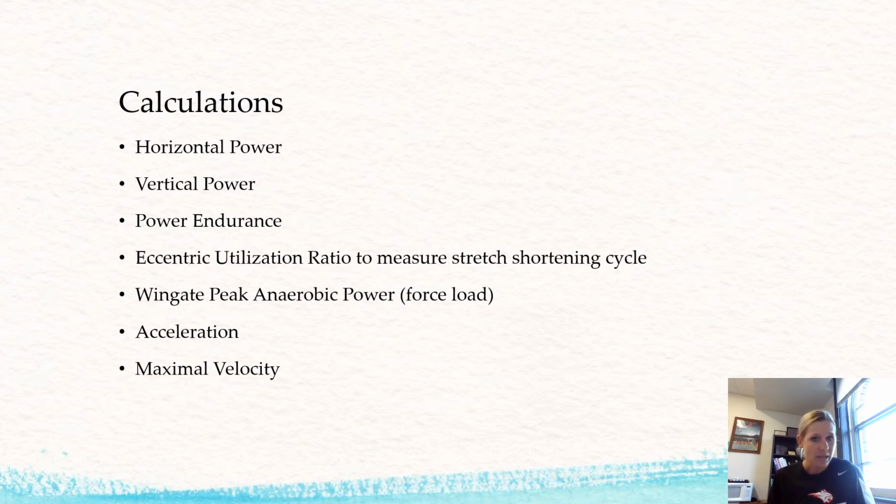Okay, the Wingate peak anaerobic power. So again, with that, you're able to determine what was the peak power that you reached, the highest power point that you reached within that 30-second test. Acceleration is the rate of change of velocity per unit time. And again, you'll be able to calculate acceleration based off of your time points within that 60-yard dash. And then max velocity is the highest speed attainable by an object.